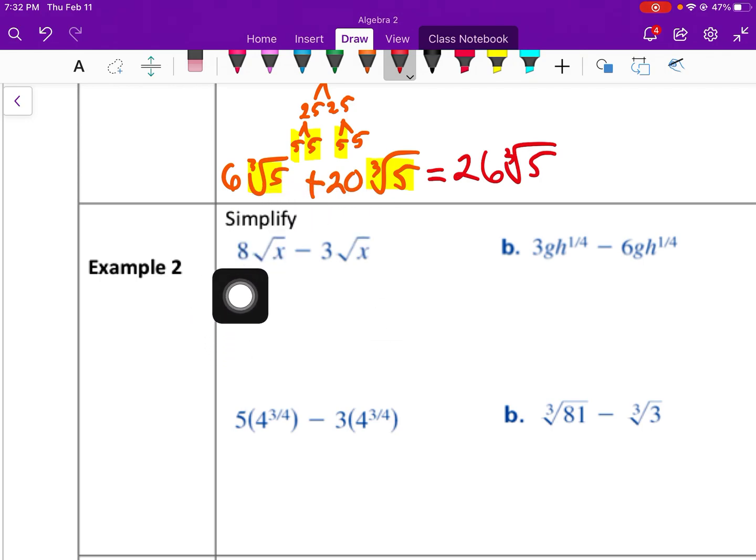Okay, so that was adding up there. Now we have subtracting. So 8 square roots of x minus 3 square roots of x.